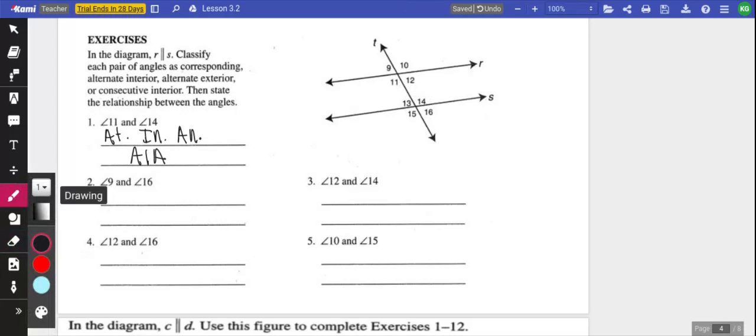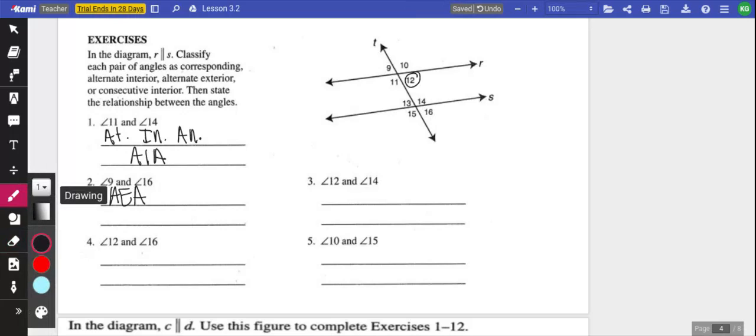Next, it wants angle 9 and angle 16. Well, they are on opposite sides of my transversal, so that's alternate. And they are on the outside of my parallel lines, so that's exterior angles.